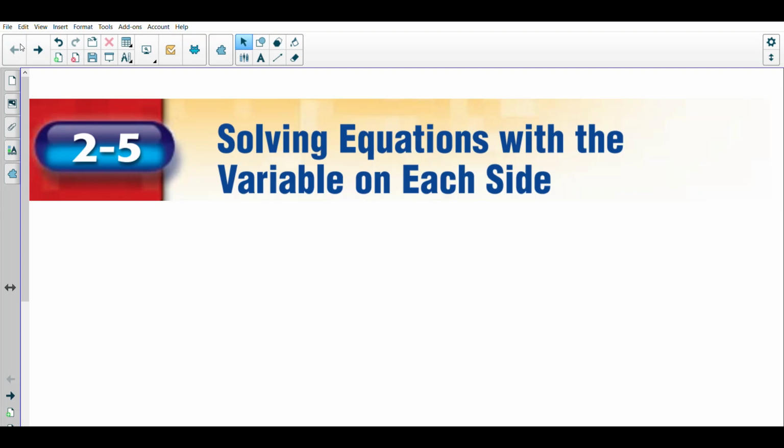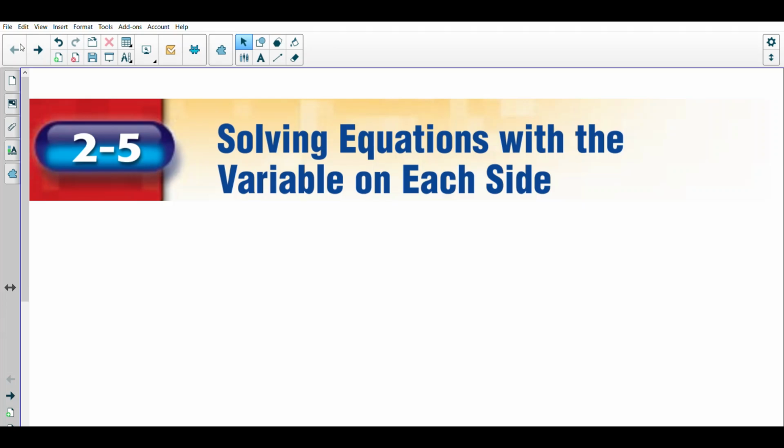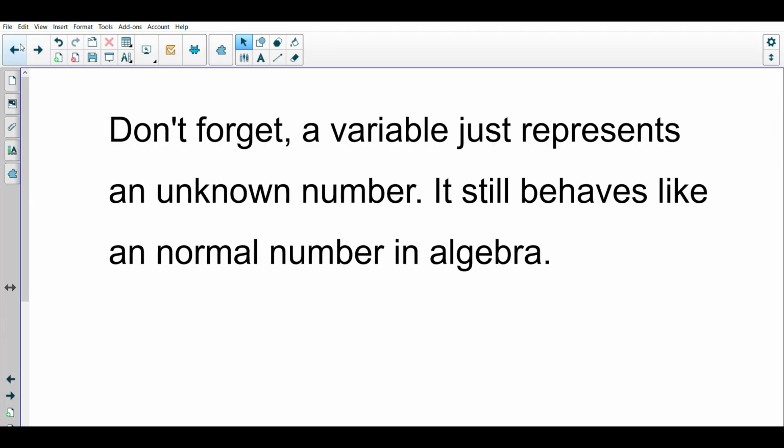In today's video, we're going to look at section 2-5, solving equations with the variable on each side. What we've got to keep in mind is a variable just represents an unknown number. So it still behaves like a normal number in algebra. So we can move it around. We can actually divide by it. We're not going to do that right now, but that will come in the future. But it is still a number, so it still behaves exactly like a number would in the past.